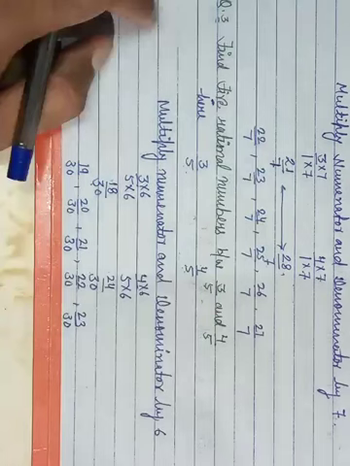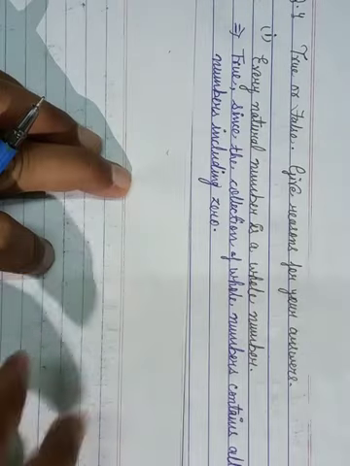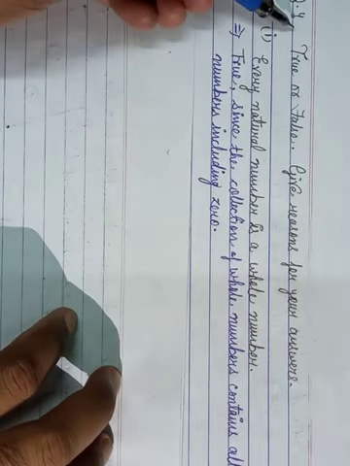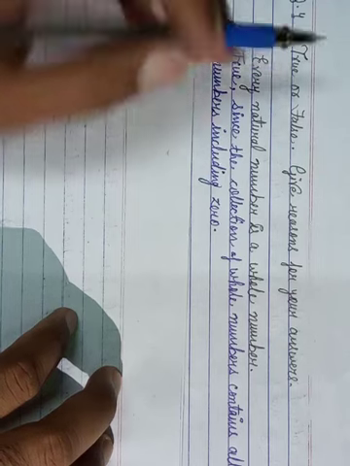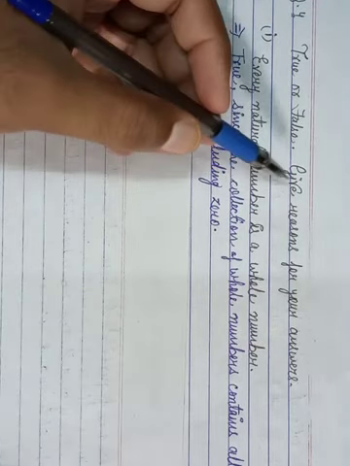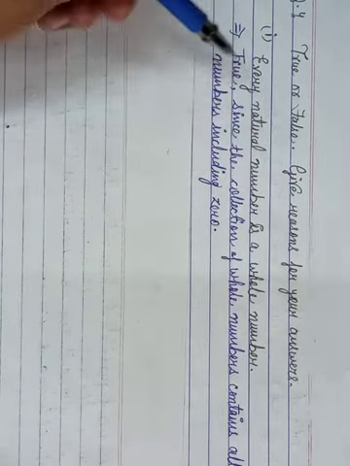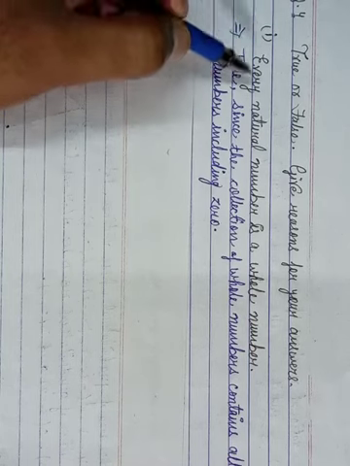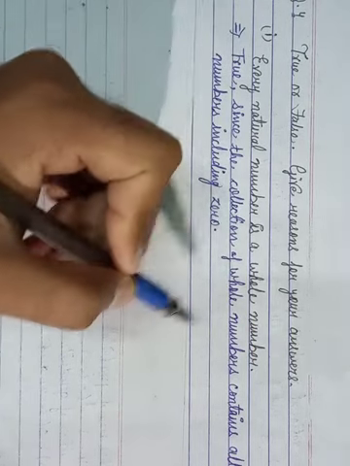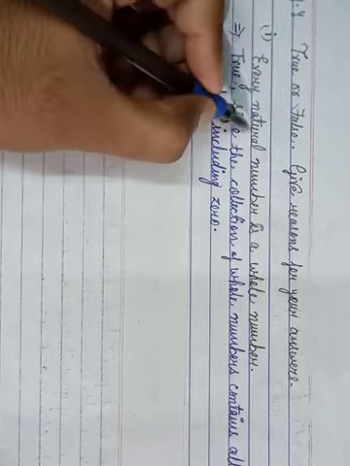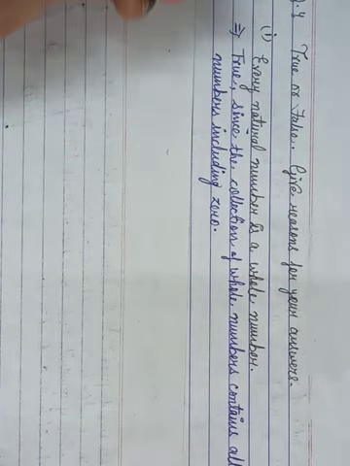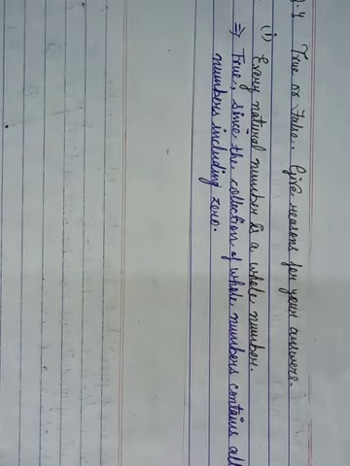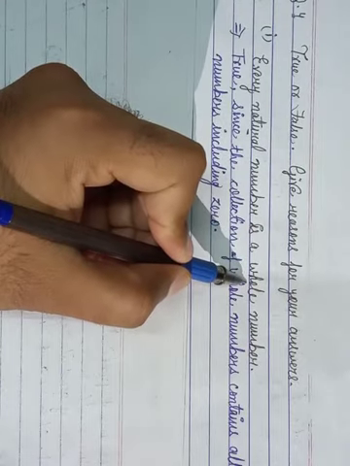I hope you understood. Now we solve question number 4, which is true or false, and we also give the reasons. First question is every natural number is a whole number. Remember that natural numbers start from 1 and go to infinity, and whole numbers start from 0 and go to infinity.